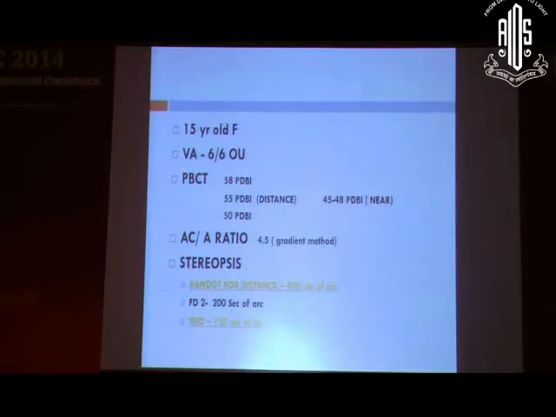And the point to focus on is that for distance the PPCTT values are around 55 prism diopters base in, and for near they are almost 45 to 48. This shows that there is hardly a significant difference between the distance exo and near. The AC/A ratio is around 4.5 by the gradient method.